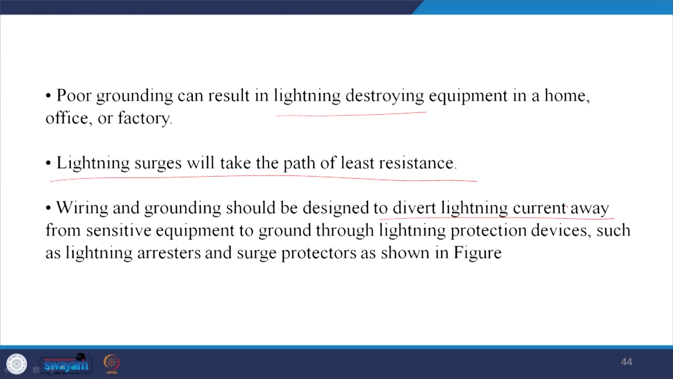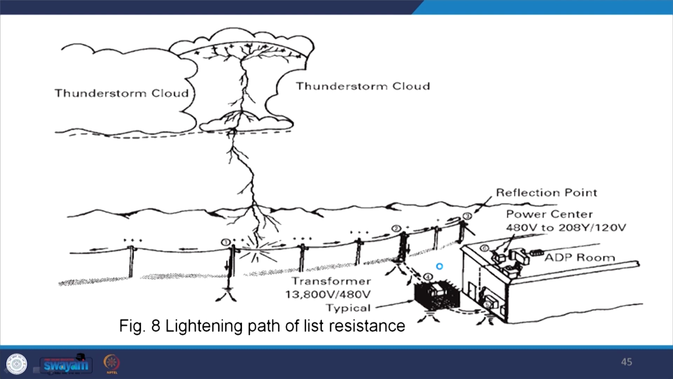Wiring and grounding should be designed to divert the lightning current away from the sensitive equipment. You have to bypass the equipment to ground through lightning protection devices such as lightning arresters, such protections I am showing in the next figure. So, this is the case, thunder is striking maybe here, and you try to have an entity here, otherwise it will propagate here and it will propagate here, and ultimately since it is the least resistive path here, it will go through here.